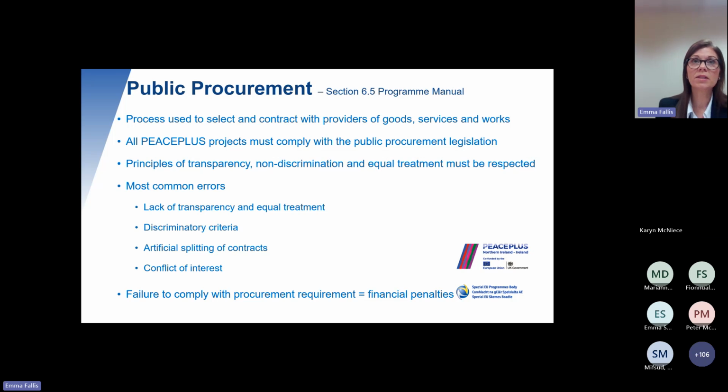So all PEACEPLUS projects must comply with public procurement legislation. That's the important thing. Principles of transparency, non-discrimination and equal treatment must be respected. The most common errors are lack of transparency and equal treatment, being unclear about what you're doing, and we'll touch on later how to avoid that. Others are discriminatory criteria, artificial splitting of contracts and conflicts of interest. Failure to comply with public procurement requirements equals financial penalties, and that's one of the things that as a programme we want projects to avoid.